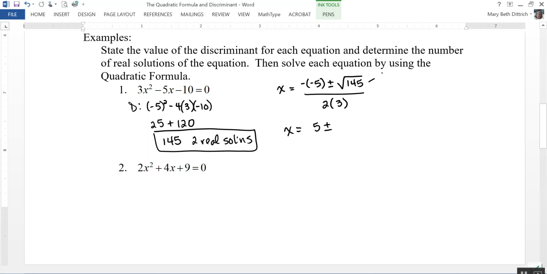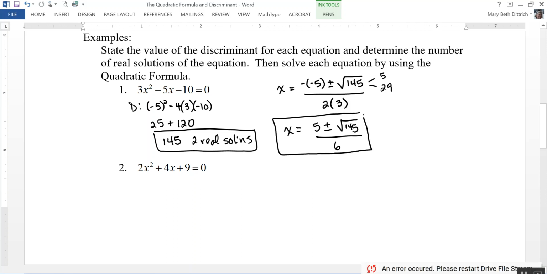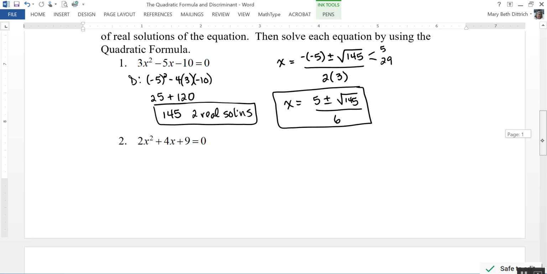Let's see, if I do a little factor tree on that, that's going to be 5 times 29. So I cannot simplify that square root. I'm just going to leave it as the square root of 145 over 6. And that is your solution. Often it's best to leave it in radical form. And realize that that is two answers. That is 5 plus the square root of 145 divided by 6, and 5 minus the square root of 145 divided by 6.